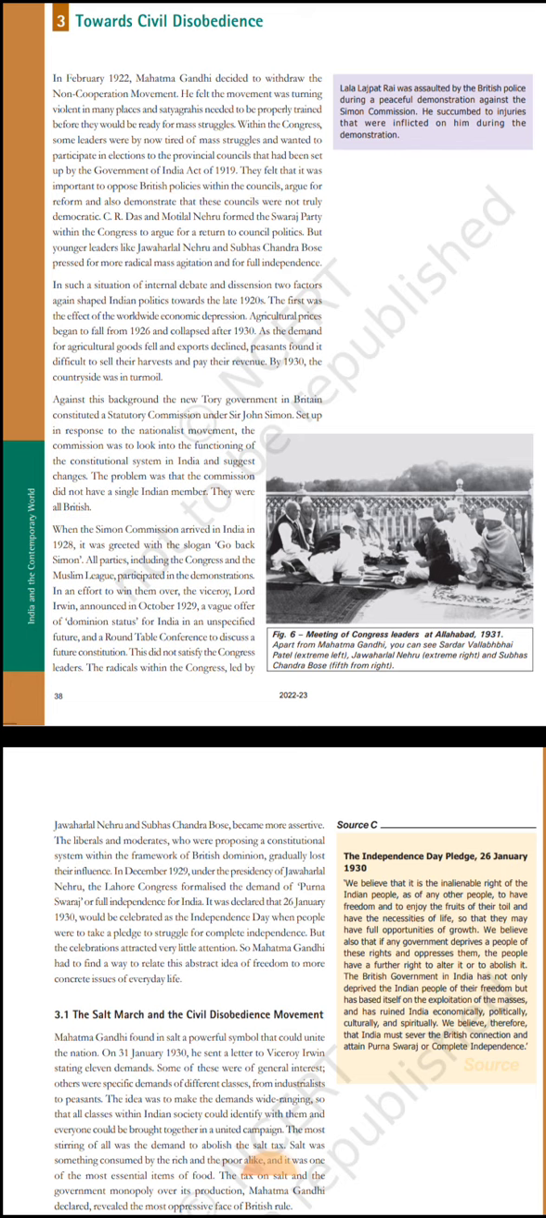Now see the Salt March. Mahatma Gandhi sent a letter to Viceroy Irwin stating eleven demands. Some of those were of general interest, with specific demands of different classes from industrialists to peasants. The tax on salt and the government monopoly over its production, Mahatma Gandhi declared, revealed the most oppressive face of British rule. Gandhiji believed that salt is a thing that will be used by everyone, whether they are rich or poor. So that's why Gandhiji took up the issue of salt.